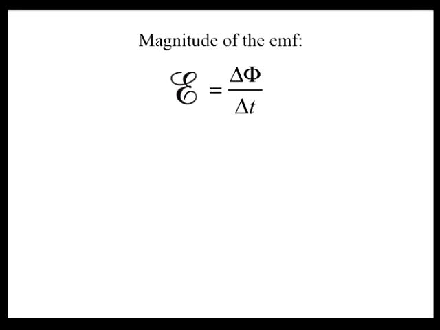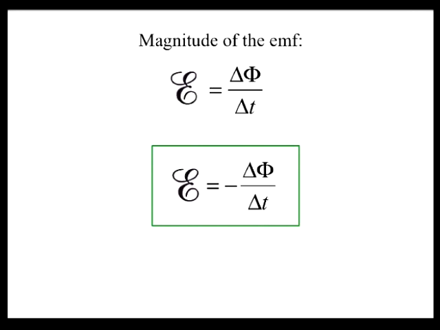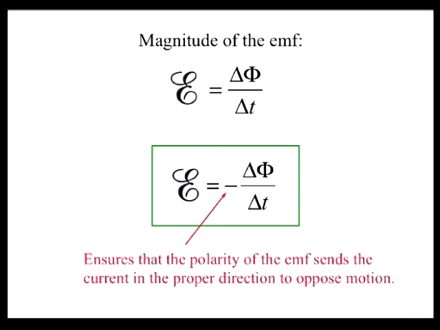You will almost always see this equation written with a minus sign, namely EMF equals negative delta phi divided by delta t. The minus sign is introduced for the following reason. The direction of the current induced in the circuit is such that the magnetic force acts on the rod to oppose its motion, thereby tending to slow down the rod. The minus sign ensures that the polarity of the induced EMF sends the induced current in the proper direction so as to give rise to this opposing magnetic force.